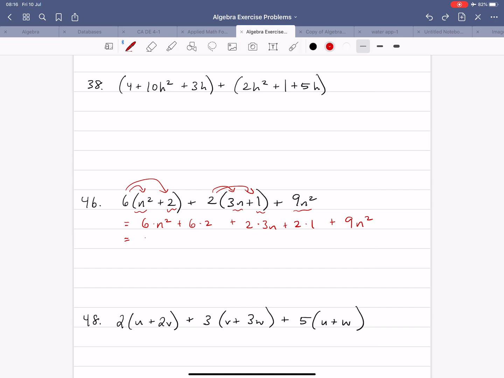But we would wind up with 9 times n squared, which I'm just going to write as 9n squared plus 6n squared plus 12, where I've substituted 12 for 6 times 2, plus 6n, because 2 times 3 gives me 6, and then plus 2.